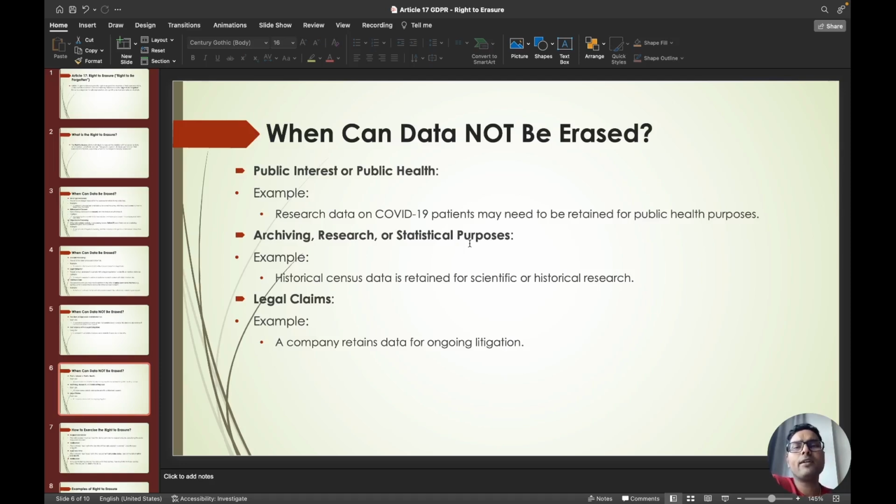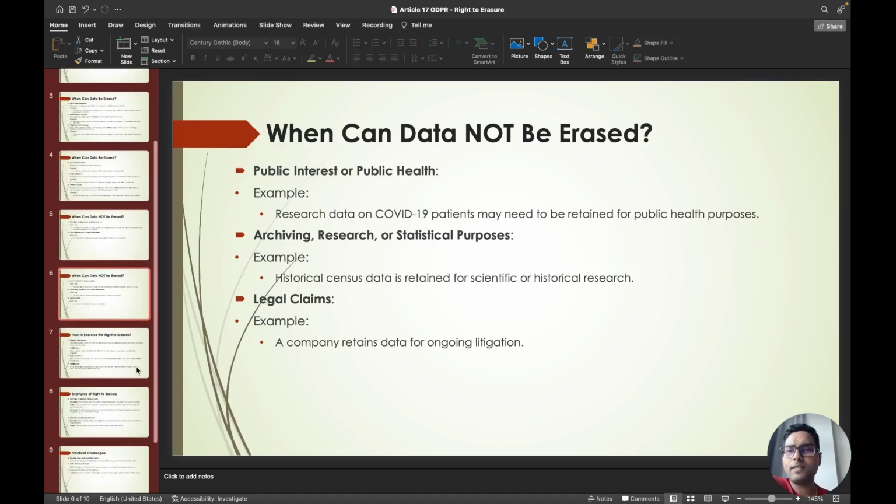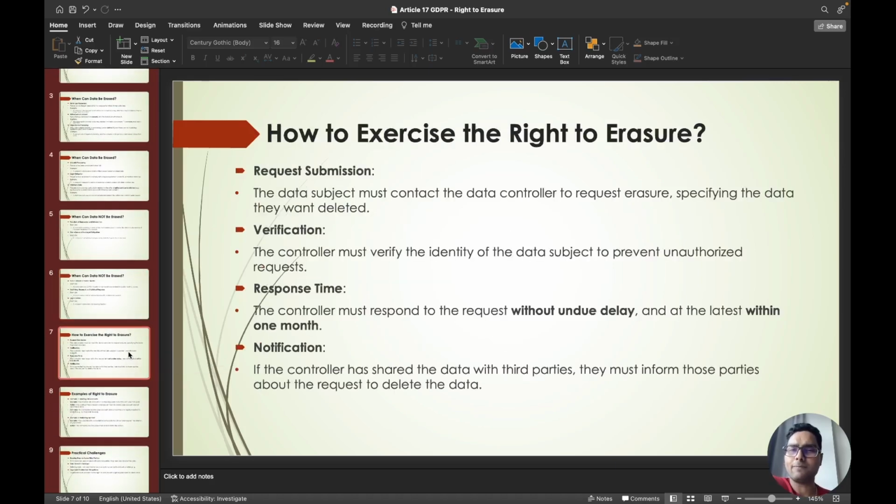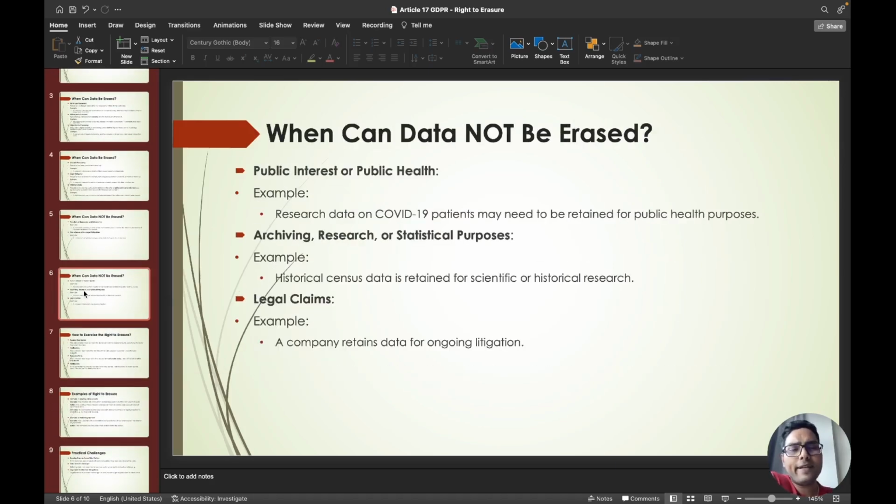If a customer is going to sue the company or file a case against the company, in such a situation the company may store their data and retain it for legal purposes. So this is when the data cannot be erased. Even if the data subject requests or enforces their right to erase the data, in such a situation the company may deny their request to delete the data.